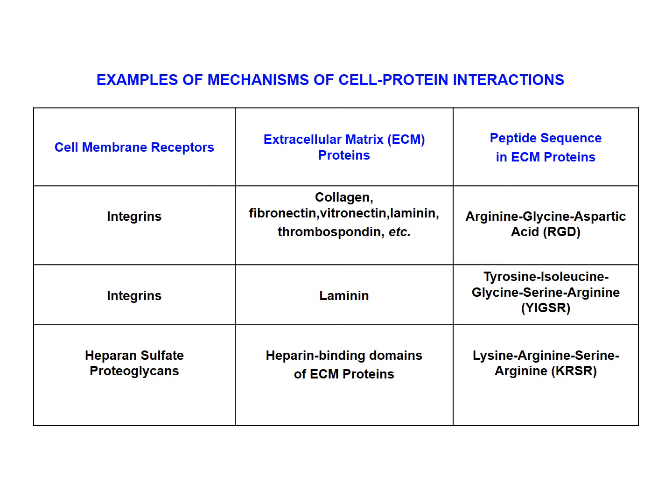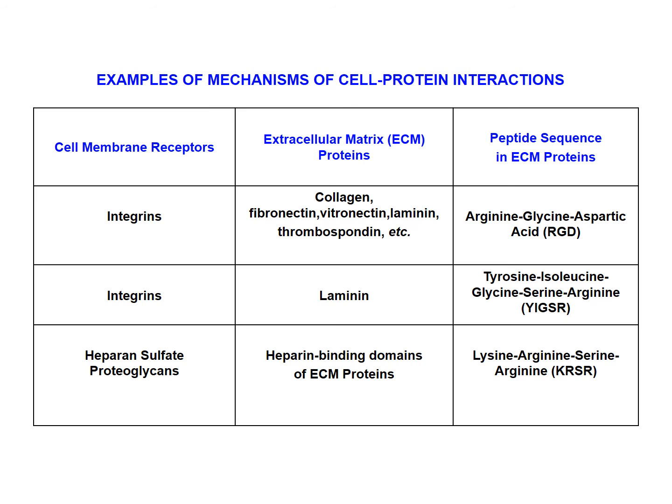For example, see here on the first row, laminin is known to have the sequence arginine glycine aspartic acid. But in addition, laminin has a sequence which is composed of tyrosine, isoleucine, glycine, serine, arginine. That peptide is recognized by other integrin receptors, not only the one type with which cells recognize and adhere to the RGD epitope. Last but not least, certain cells require not only integrin receptors, but some other type of receptors.